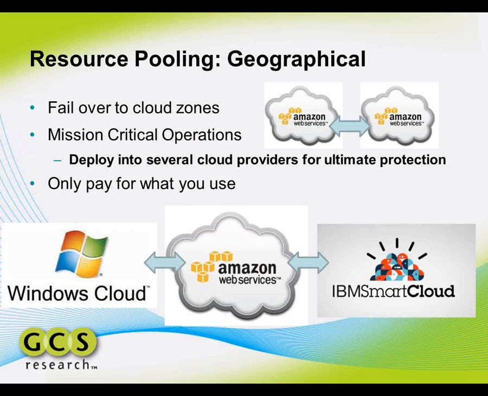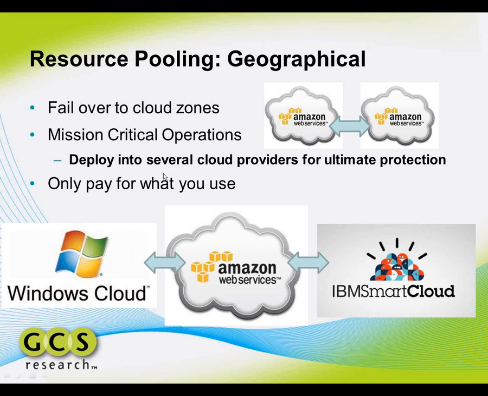Another characteristic is resource pooling and geographically. So this is for failover. So you can purchase in the cloud to put your applications in certain farms throughout the world. You can put one here on Amazon. You can put one over here, and then these are load balanced. And if one cloud goes down, the other one picks up. And if we read the news, Amazon does have issues sometimes.